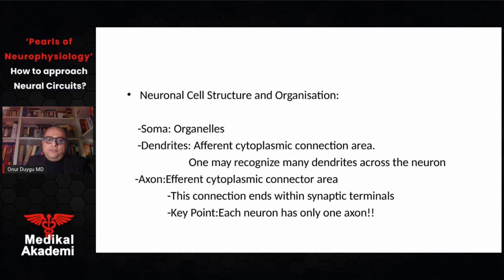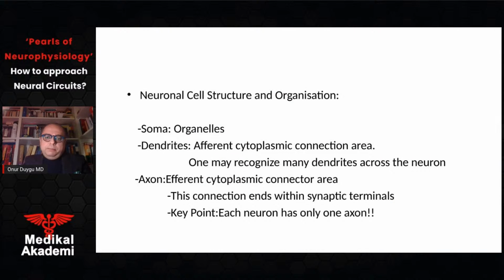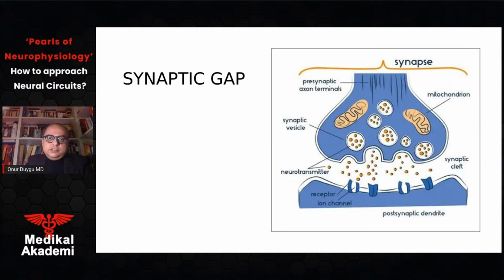The axon is an efferent cytoplasmic connector area that transmits the signal to other neural structures, like other neurons. This connection ends within synaptic terminals, as I showed you here. Here is the axon terminal, and here is the synaptic terminal on the other neuron. And the key point, as I told you before: each neuron has only one axon. This is the key point, very high yield for exams.